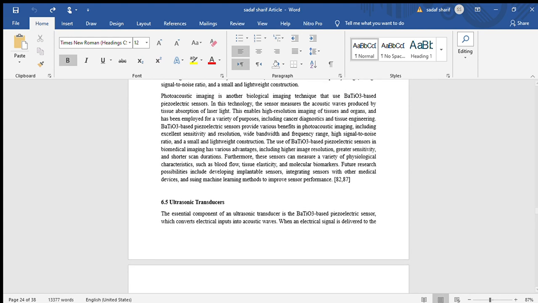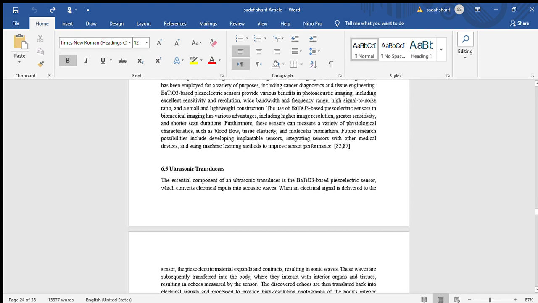The use of barium titanate based piezoelectric sensors in biomedical imaging has many advantages. It includes high image resolution, greater sensitivity, and shorter scan duration. Furthermore, the sensors can measure a variety of physiological characteristics such as blood flow, tissue elasticity, and molecular biomarkers. Future research possibilities include developing implantable sensors, integrating these sensors with other biomedical devices, and using machine learning methods to improve the sensor performance.